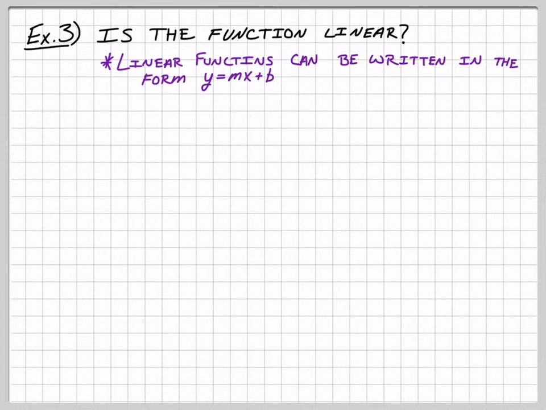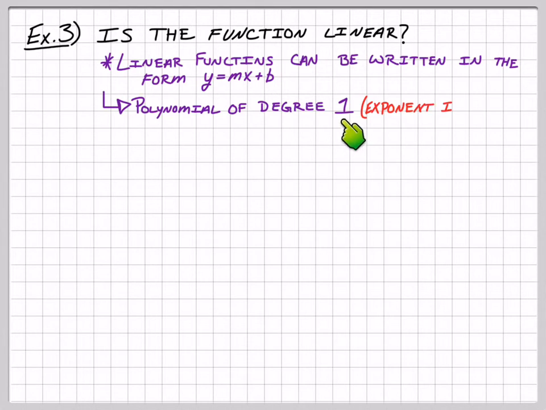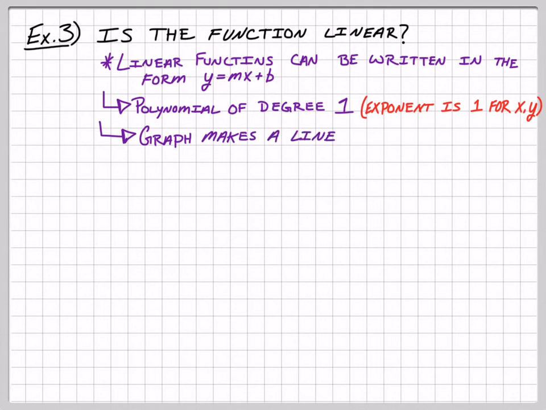Another trait you know for sure linear functions have, they're a polynomial of degree 1. What does that mean to have degree 1? Well, that means on the variable x or the variable y, the exponent would just be 1, right? Now, we don't have a 1 written in there, but that's what's implied. It's definitely not squared or cubed or square root. So linear functions are polynomials of degree 1. What else do you know about linear functions? For sure, you know what the graph makes, right? The graph makes a line.